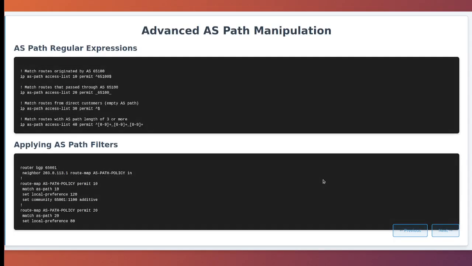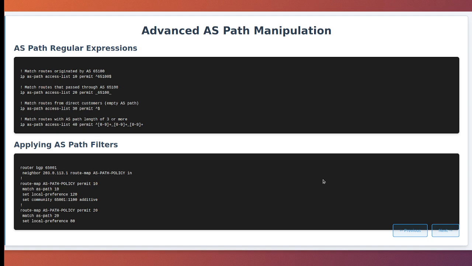AS path manipulation techniques. AS path manipulation goes beyond simple prepending. You can use regular expressions to match complex AS path patterns and implement sophisticated routing policies. This is particularly useful in networks with multiple upstream providers and complex peering relationships.